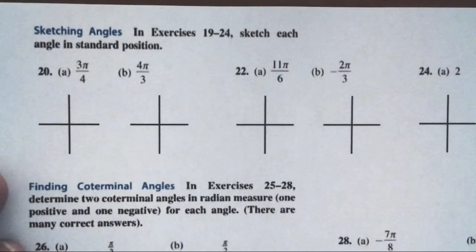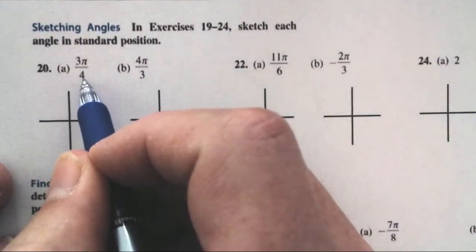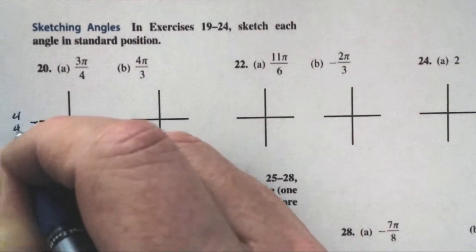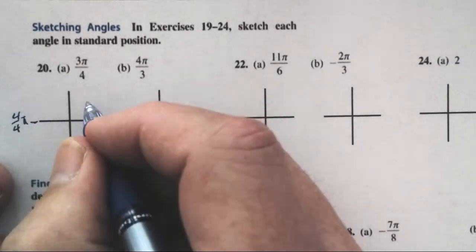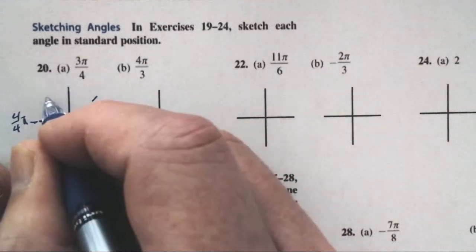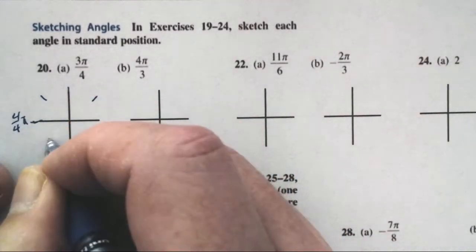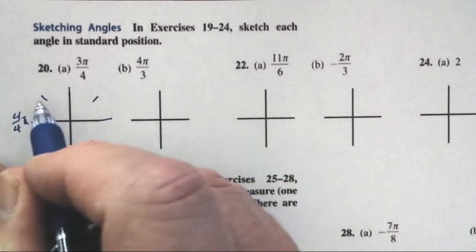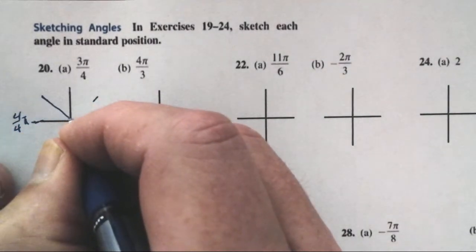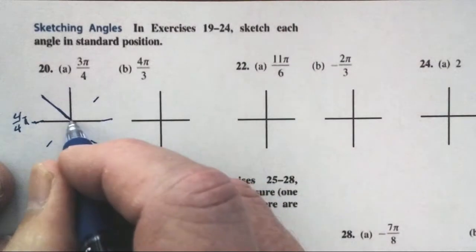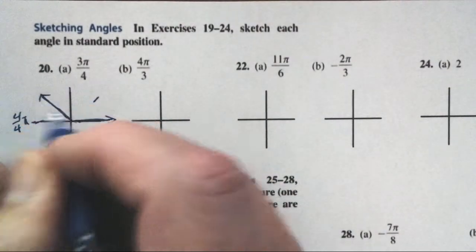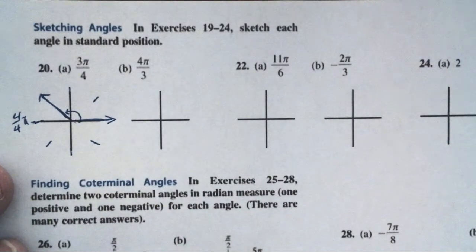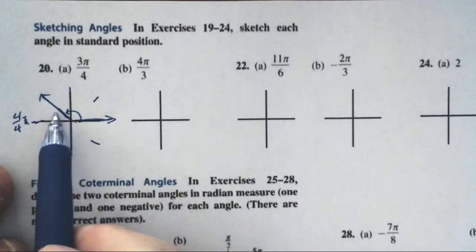So, sketch each angle in standard position. We want to get really good at this when we have a fraction. It takes 4/4 to get around to here. This is 4/4 pi. So it would be 1/4, 2/4, 3/4, 4/4, 5/4, 6/4, 7/4, 8/4. We want to be at 3/4. So our angle measure is right here, and let's indicate that with an arc and a direction that we're going.